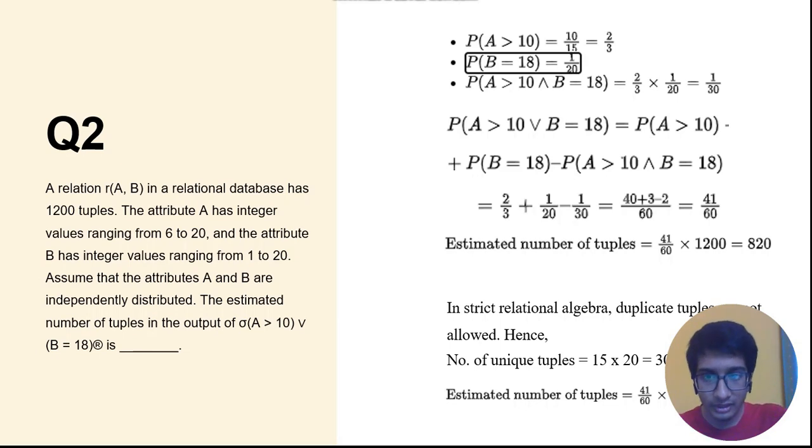So basically what we have to do is the number of tuples satisfying A greater than 10, which came as 800, plus the number of tuples satisfying B equal to 18, which came as 60. So 800 plus 60 subtracted by the number of tuples that satisfy both A and B, which came as 40. So 800 plus 60 minus 40 comes as 820.